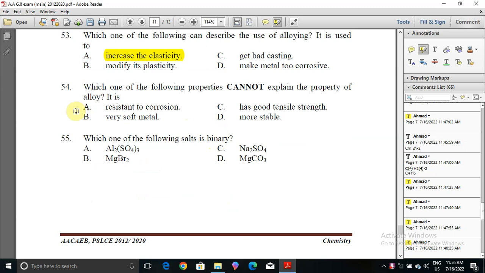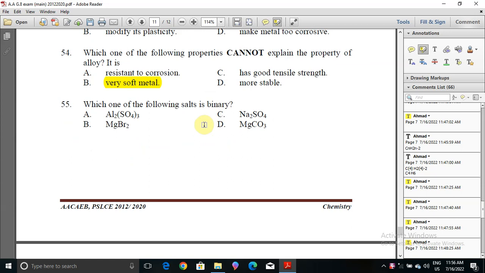Now question number 54. Which one of the following properties cannot explain the property of alloy? It is resistant to corrosion, very soft metal, has good tensile strength, more stable. The one which cannot explain the property of alloy is very soft metal. No, they are not soft metal.